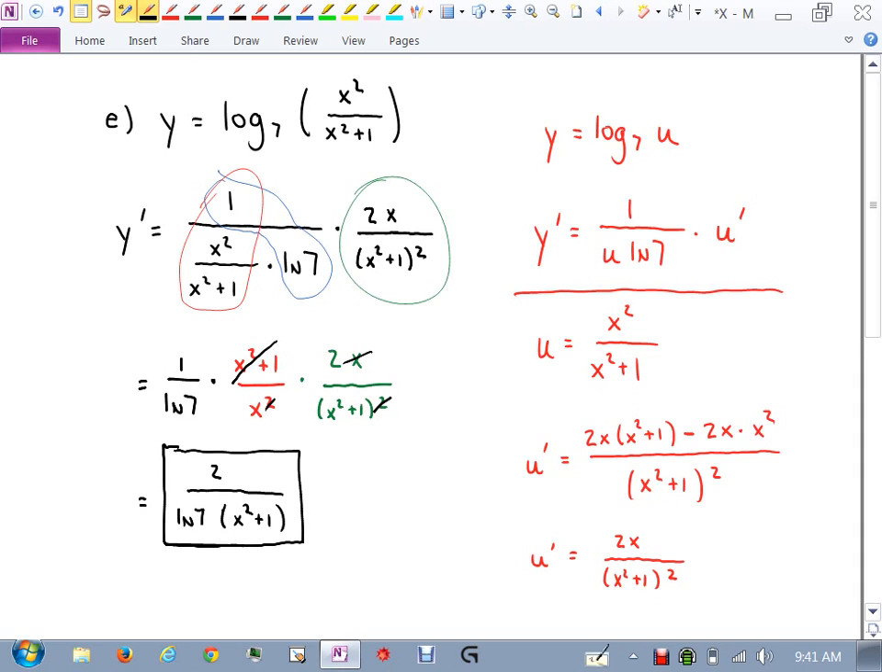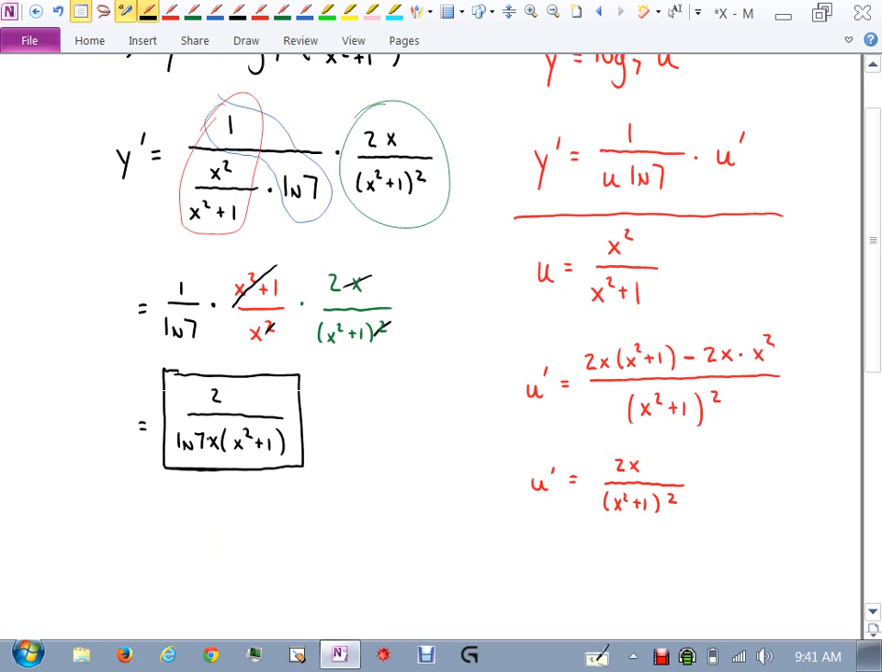I didn't hear anyone say x, so sorry, x. Yeah, that x is here, and that's multiplication in there. I don't like the way that's written. Times x squared plus 1.